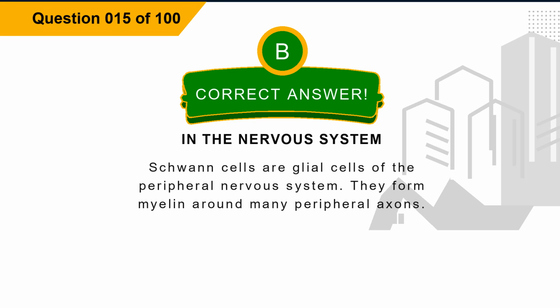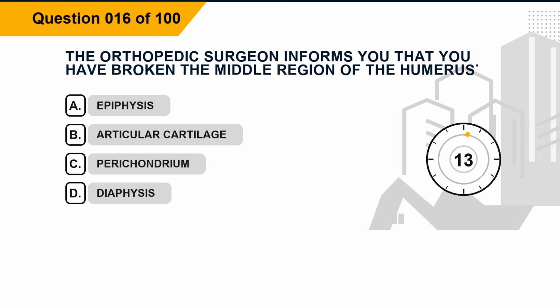Explanation. Schwann cells are glial cells of the peripheral nervous system. They form myelin around many peripheral axons. Question 16. The orthopedic surgeon informs you that you have broken the middle region of the humerus. Option A, epiphysis. Option B, articular cartilage. Option C, perichondrium. Option D, diaphysis.